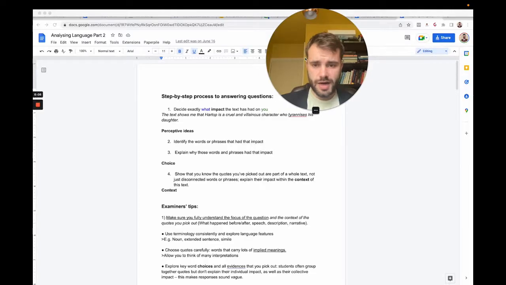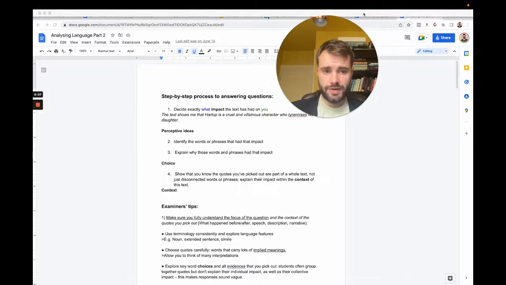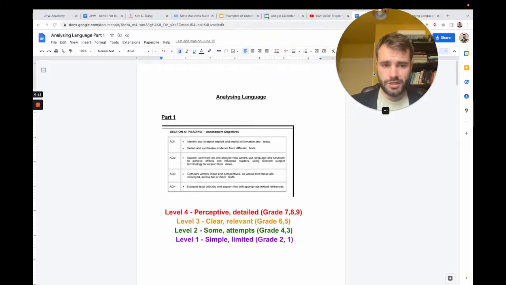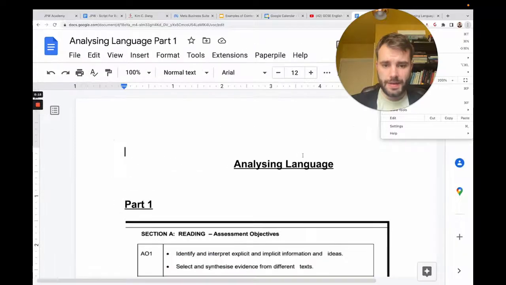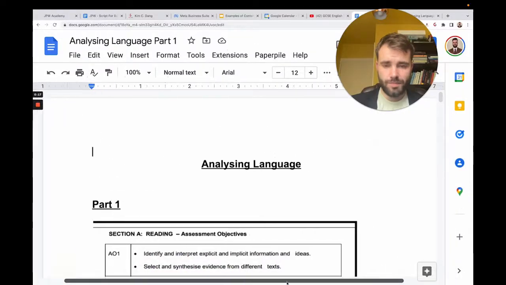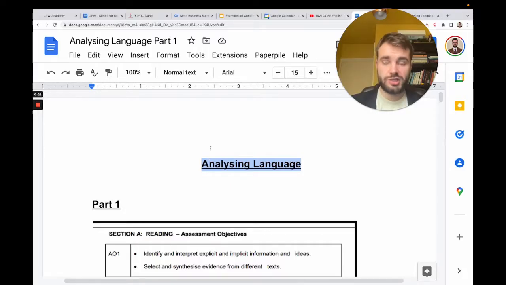Today we are looking at analysing language, which is the most important skill that you'll actually do in GCSE English. So why is analysing language so important? Well, because you don't only use it in the question that is specifically about analysing language, which might be, for example, if you're doing AQA, language paper 1, question 2. It might be somewhere else if you're doing a different exam board.